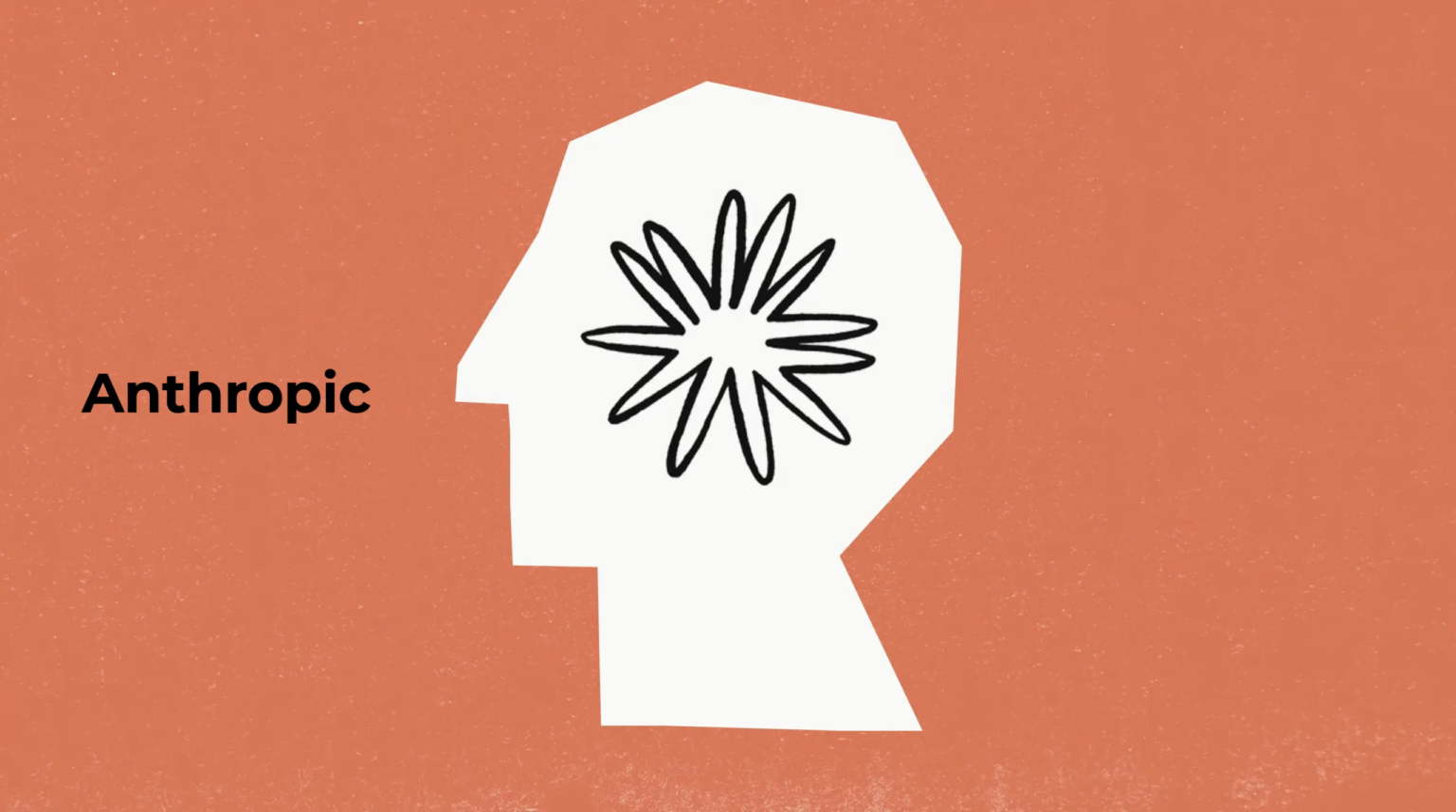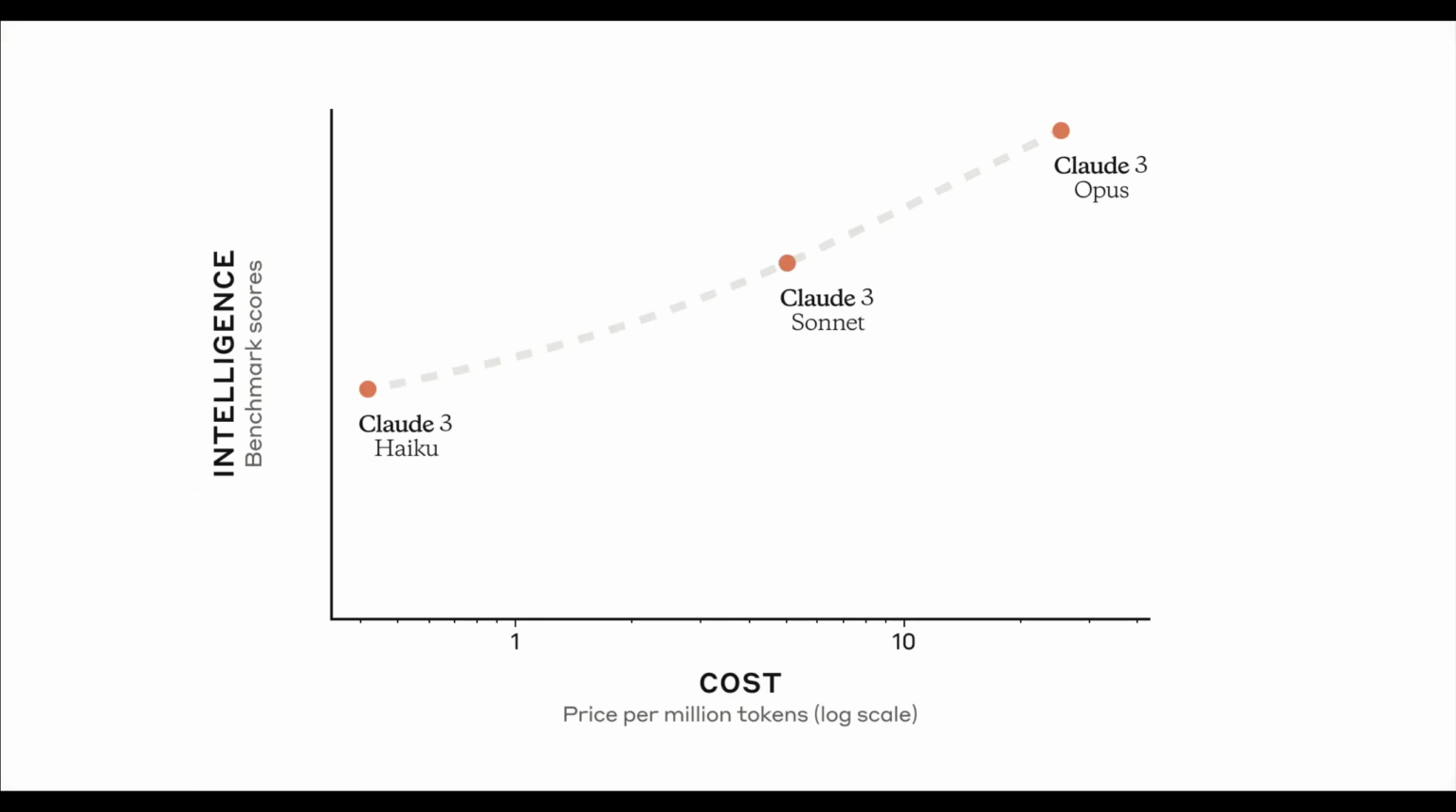Anthropic launched the Claude 3 model family. These are Haiku, Sonnet, and Opus. You can see the benchmark scores in this plot. The best model is Opus, then Sonnet, and Haiku.